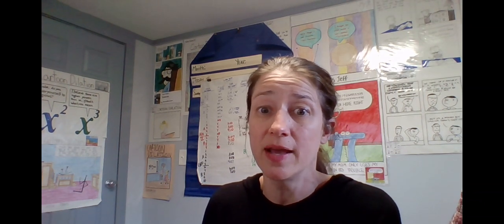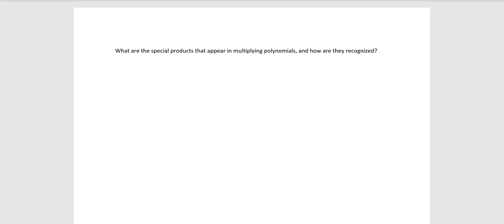Hi everyone, in this one we're going to be talking about special products, which is what you'll find in lesson 7.07. So let's take a look at what are the special products that appear when we multiply polynomials and how are they recognized. We have two that we want to look at. I'm going to look at the first one, which is the answer we get when we do a problem like x plus 5 squared.